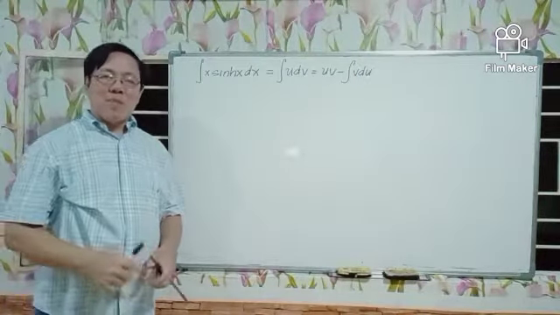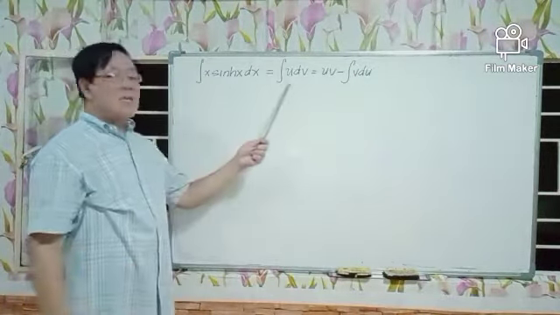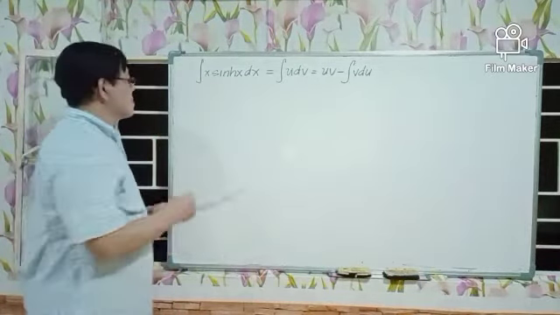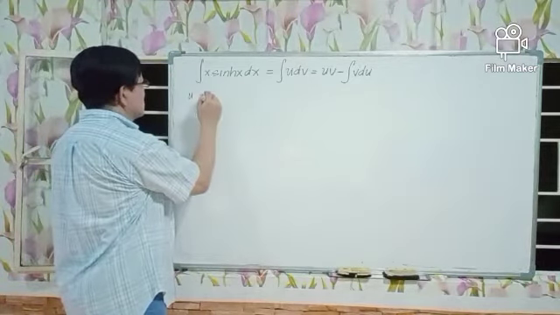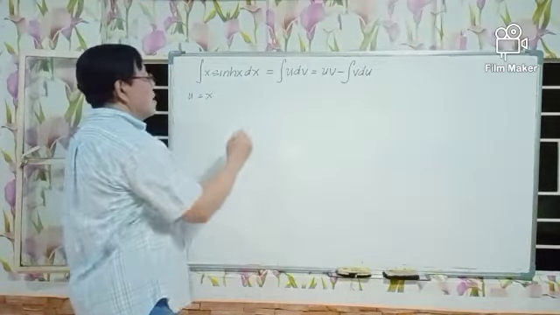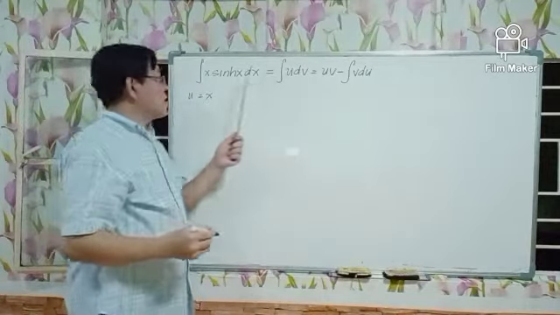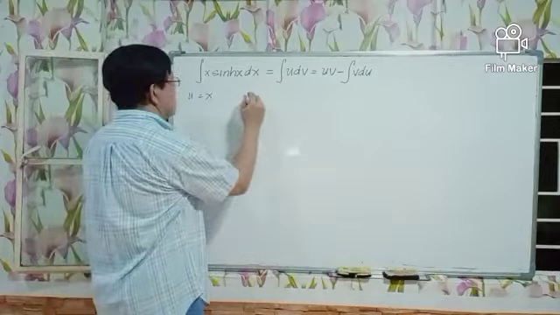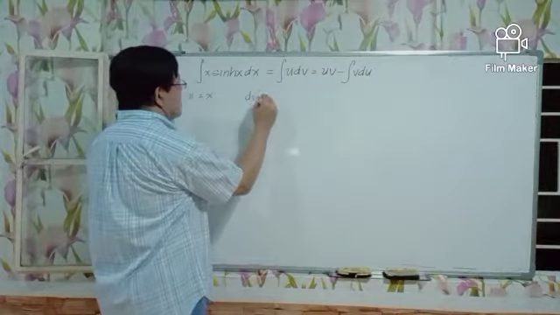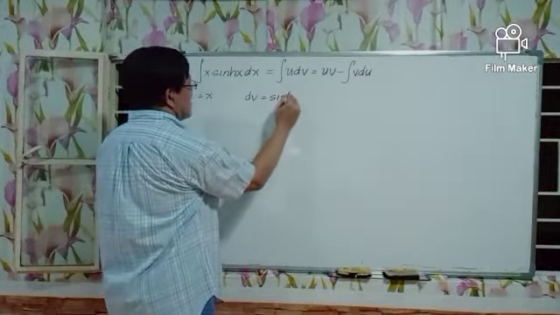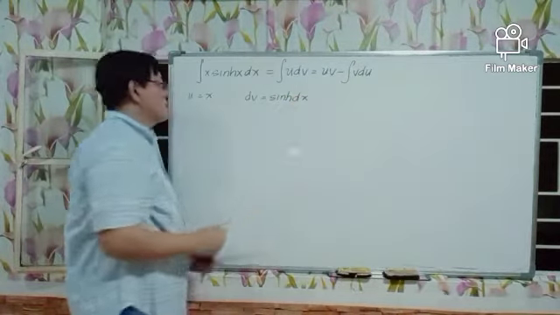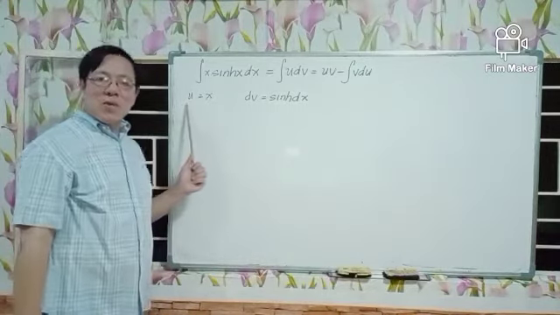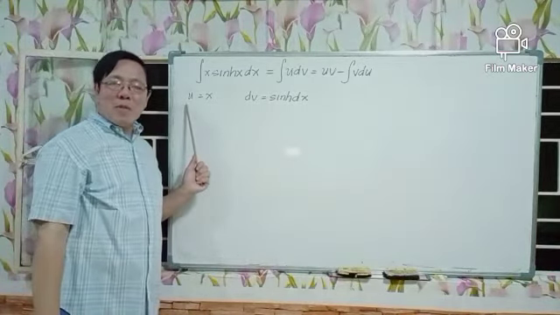To apply integration by parts, we write the given integral in this form. And we let u equals x, and this implies dv is equal to hyperbolic sine of x dx. For u equals x, we differentiate both sides. Derivative of u with respect to u is 1. Multiply by du is du.